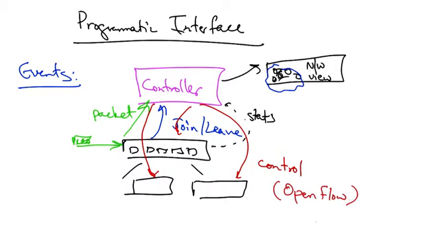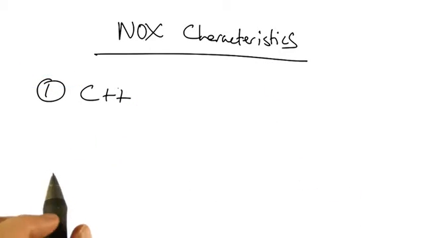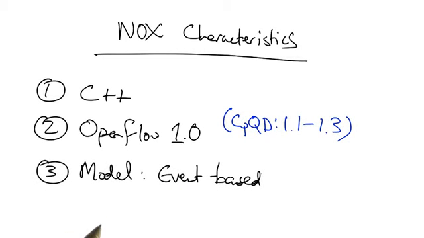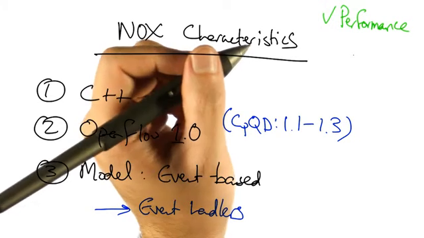The NOX controller implements the OpenFlow protocol. NOX is implemented in C++, and it supports OpenFlow 1.0. A fork of NOX called CPQD supports versions 1.1, 1.2, and 1.3. The programming model is event-based, and a programmer can write an application by writing event handlers for the NOX controller.